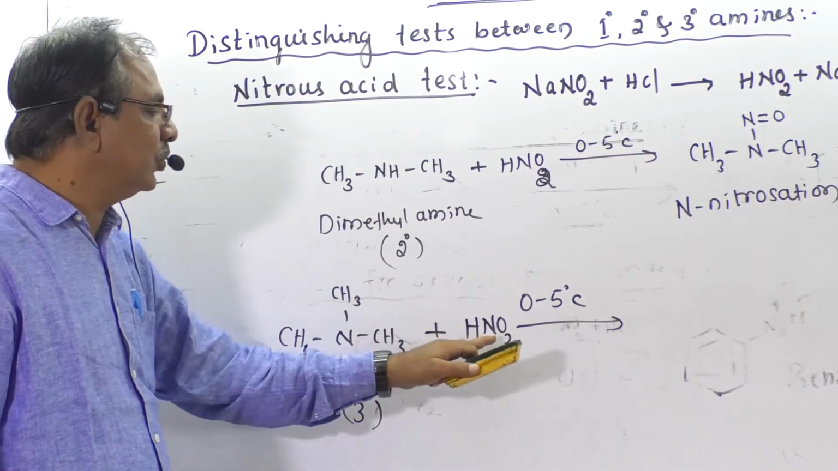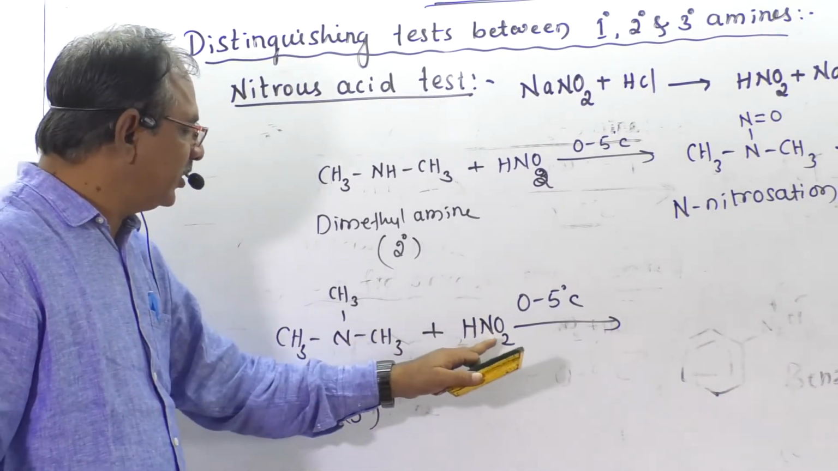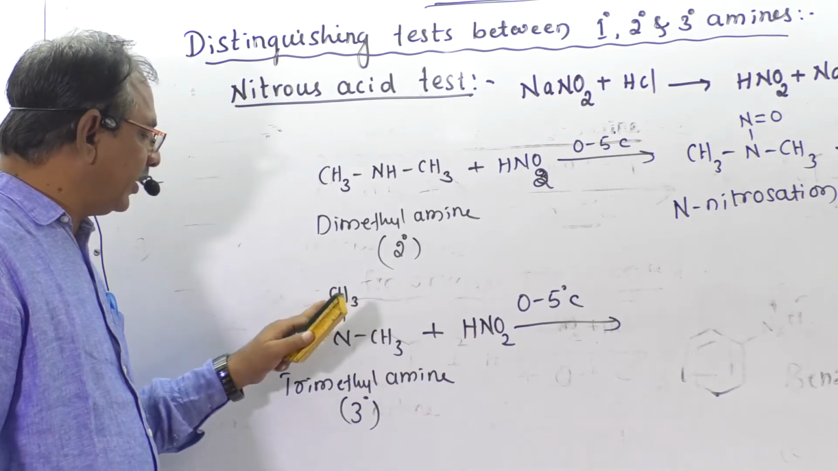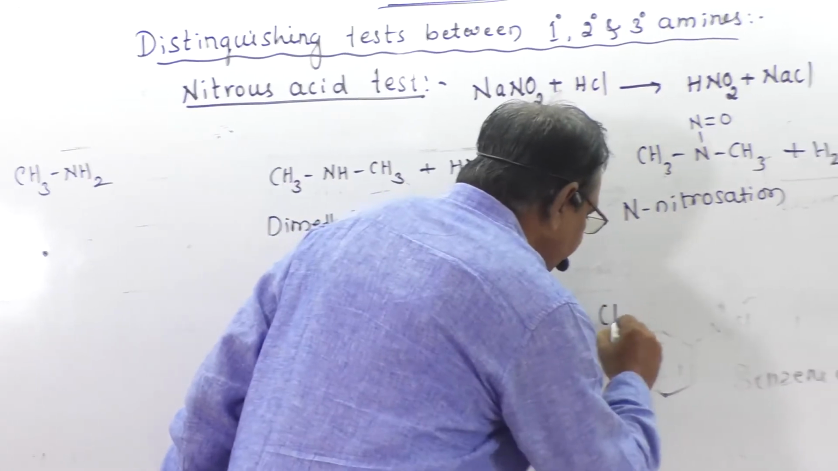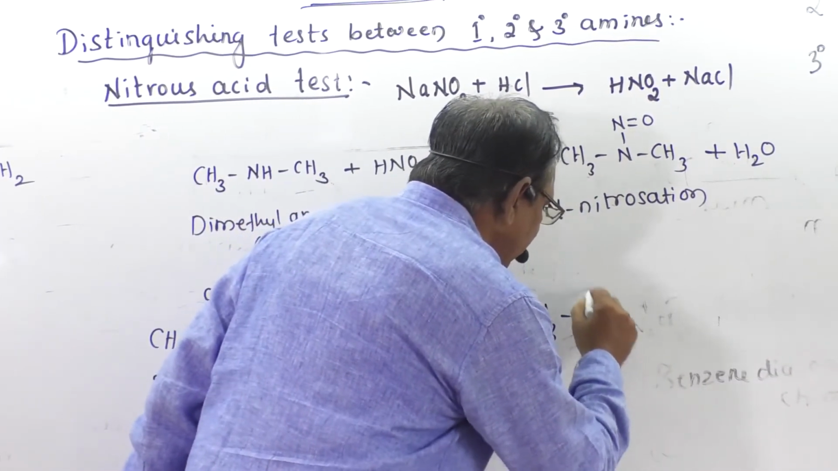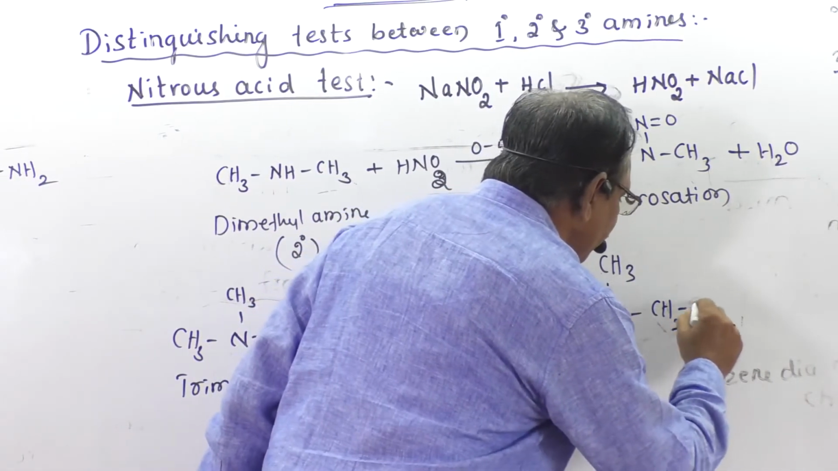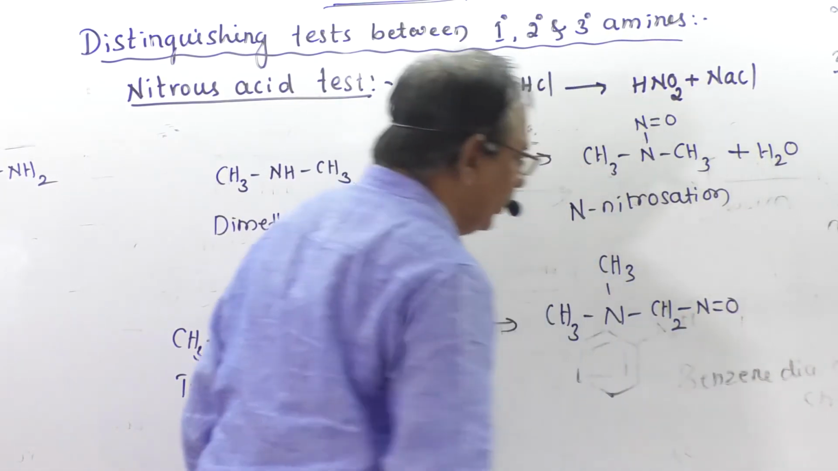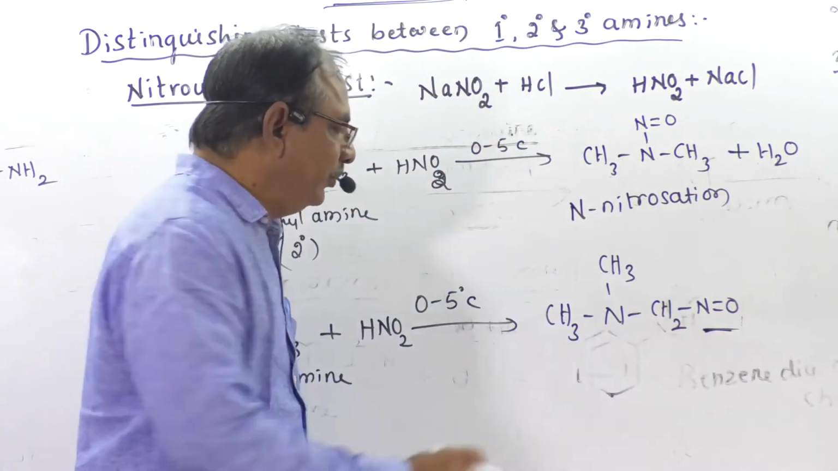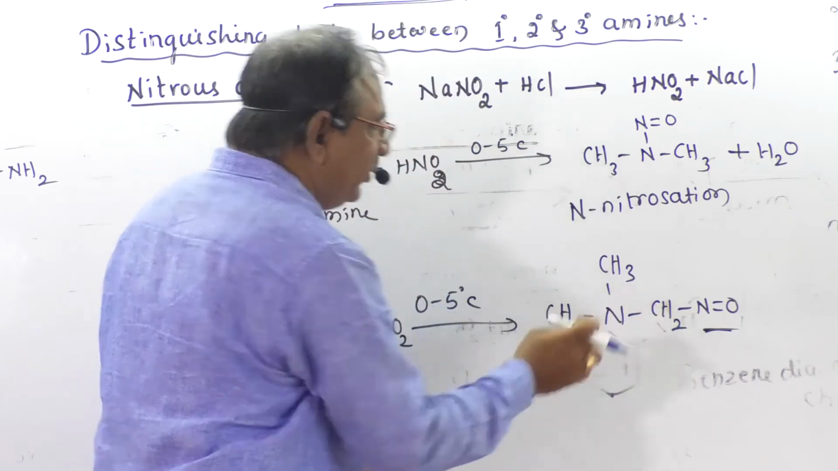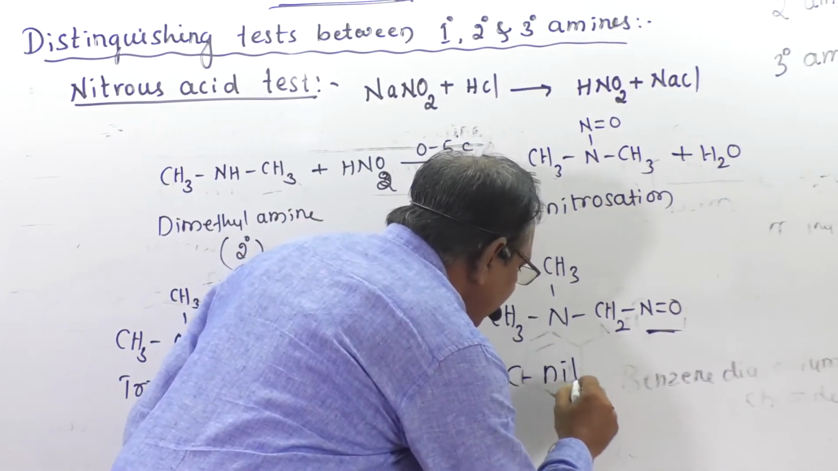Hence the nitroso group is not attached to the nitrogen; that nitroso group is attached to one of the carbon atoms among these three carbon atoms. See here, CH3N(CH3)CH2N double bond O. So this is the nitroso group. This nitroso group is attached to the carbon atom instead of the nitrogen atom. So this is called C-nitrosation.